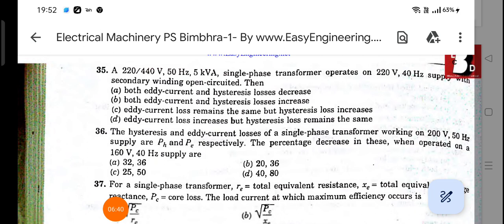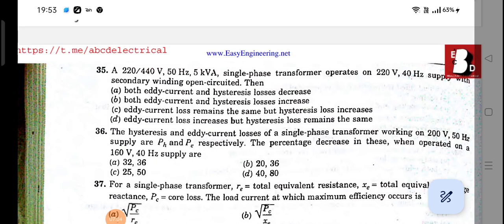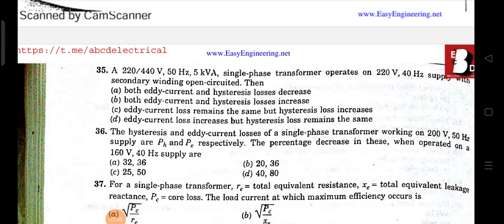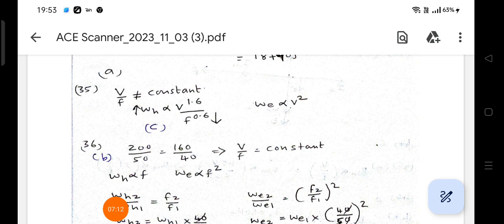first, both eddy current loss and hysteresis losses are decreased. That means see here, 220 volts, 50 Hz. Here 220 volts, 40 Hz. Frequency is reduced from the given transformer. The 220 volts by 440 volts, 50 Hz transformer operates at 220 volts, 40 Hz frequency, and it operates with reduced frequency. When frequency is reduced, what happens? Hysteresis loss depends upon frequency, right? Already we saw the equation. WH is directly proportional to V to the power 1.6 divided by F to the power 0.6, right? When frequency is reduced, hysteresis losses will increase, but eddy current losses don't depend upon frequency.